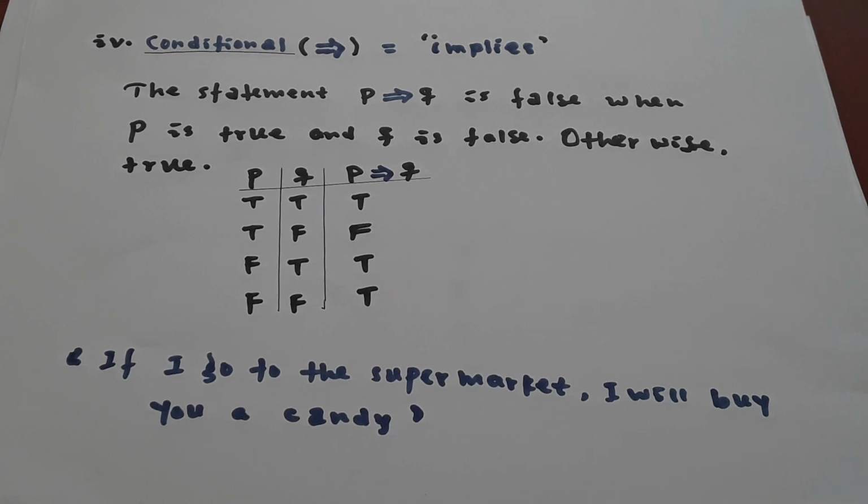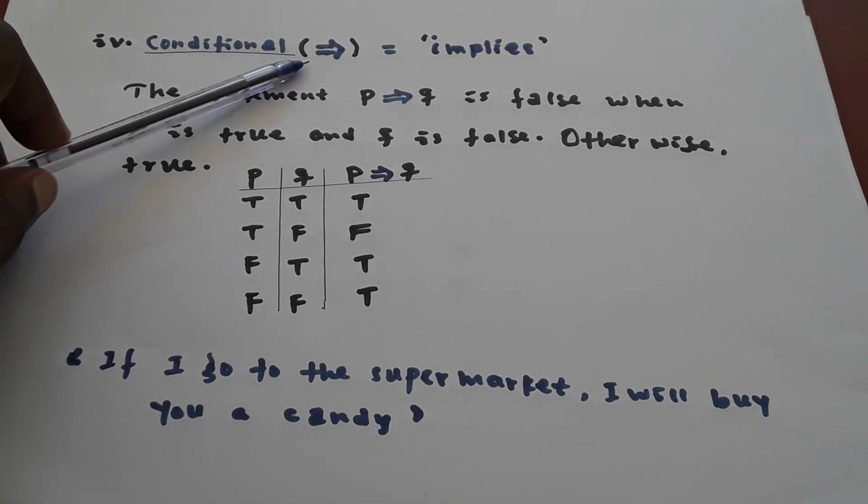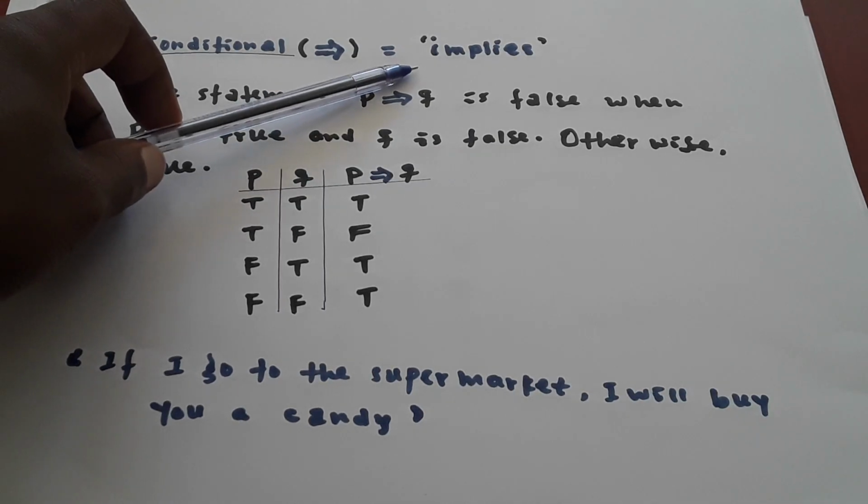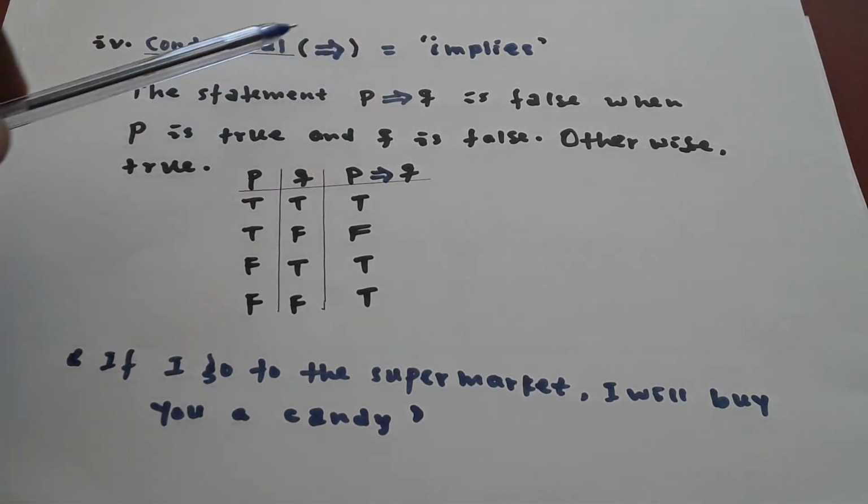We will now discuss what it means for a conditional proposition. To imply another statement, the symbol we use for this is here. Yes, you can read it as implies. So you can read it as P implies Q.